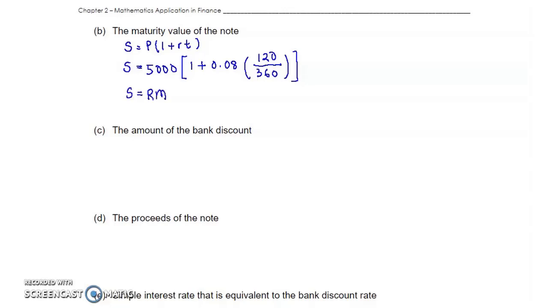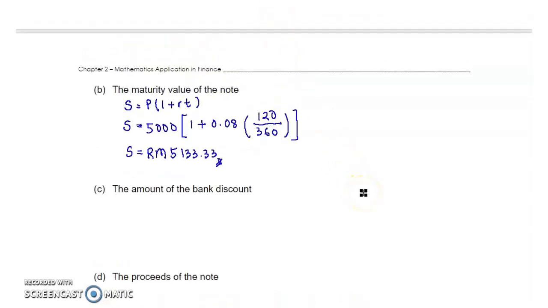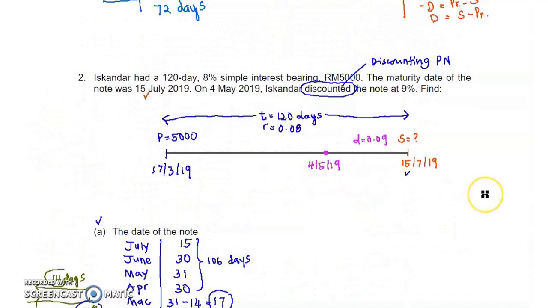So value S must be more than value P. So here maturity value is 5,133 ringgit 33 cents. Okay. So S here RM5133.33. So value S must be more than value P, and if you receive proceeds here, value proceeds must be more than P, and proceeds also must be less than value S.